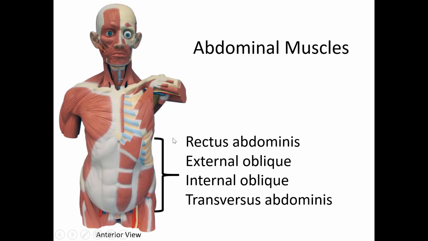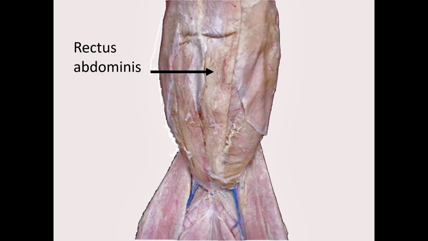There are 4 abdominal muscles: the rectus abdominis, the external oblique, the internal oblique, and the transversus abdominis. These muscles get their name from the directions their fibers run. So the rectus is straight, the obliques are diagonal, and the transversus runs across. It's hard to appreciate these muscles on a hard plastic model. It might be better to see them on a dissected specimen.